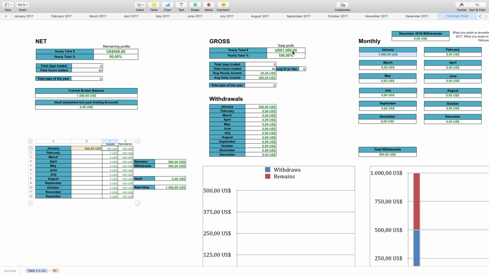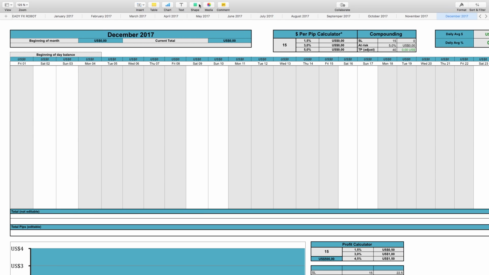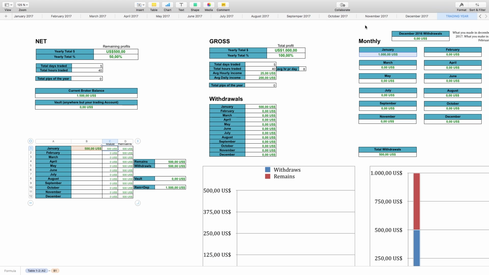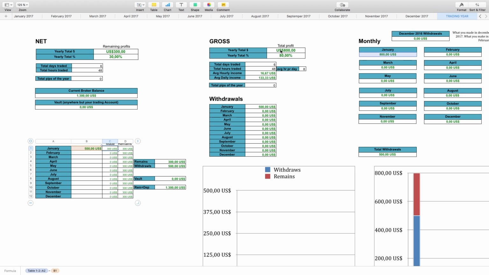Now the gross will be the same, 100%, because remember, going back to January, we started out with $1,000, so obviously making a profit of $1,000 will be 100% increase. So this is not changing, right? So if we go back to January and let's say we have a loss of minus 200, now we're gonna see a decrease of 800. And you'll also notice that you have less remainings. Before we had 500 remainings, and now we only got 300 because we made a loss.